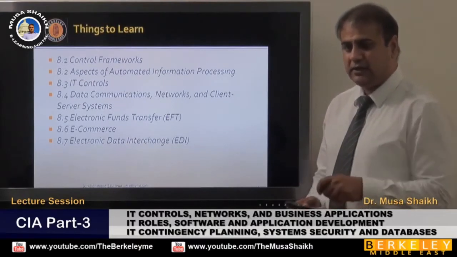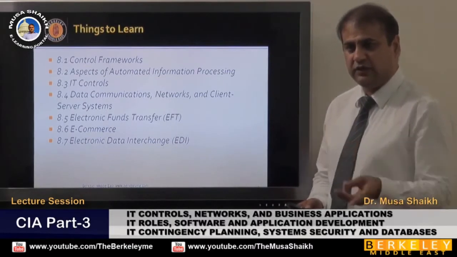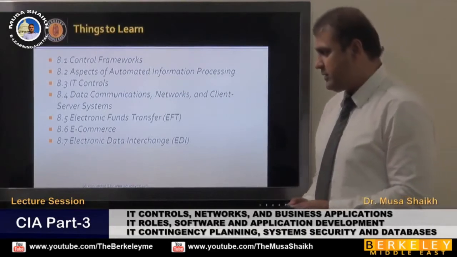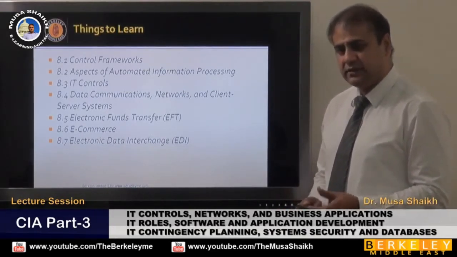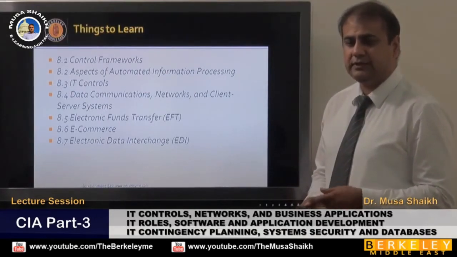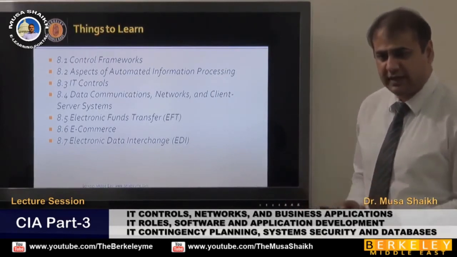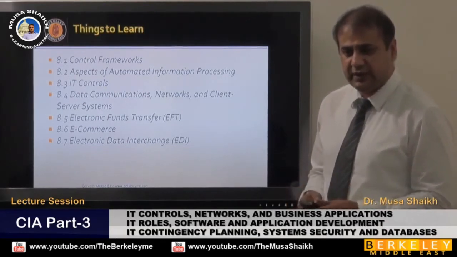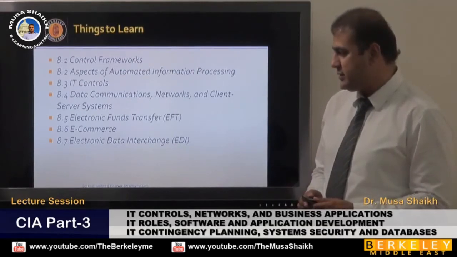By using a card swap machine, our funds are electronically transferred from one location, one account, to another account. E-commerce is increasing day by day. Commerce is the business, E is electronic. So business is electronically increasing too much. People are buying and selling on websites. You can add to cart and pay through your credit card and things will be delivered to you. These are the latest technologies.